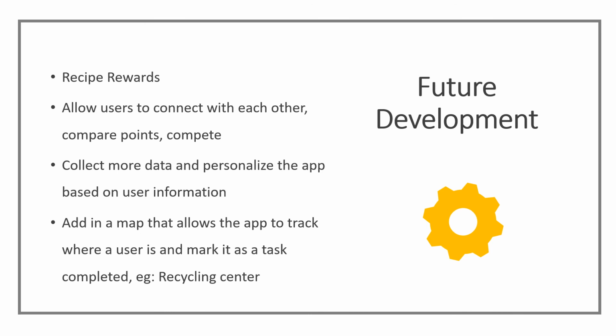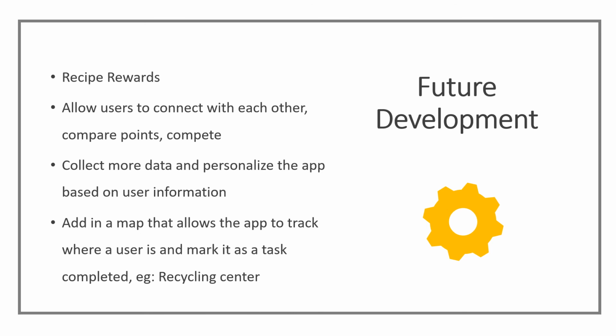Then also to collect more data and personalise the app based on user information. So if I could collect, say, a user's likes and interests. For example, if I could find out if a user drives, then I would show them tasks like try not to drive this week, or walk instead of drive, or cycle instead of drive. Whereas if a user doesn't drive, there's no point in showing them tasks like that. So that's just an example of how collecting more data would let me personalise the app more.